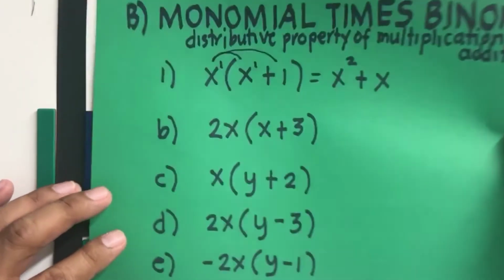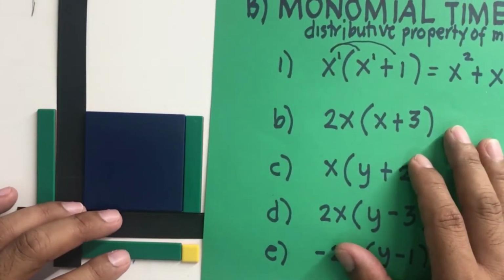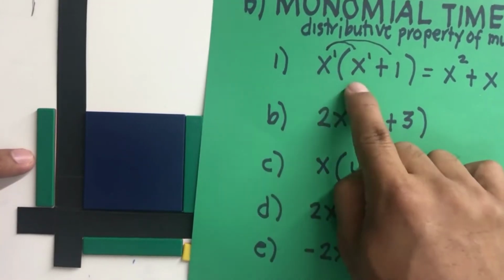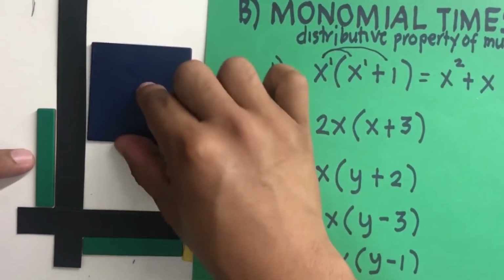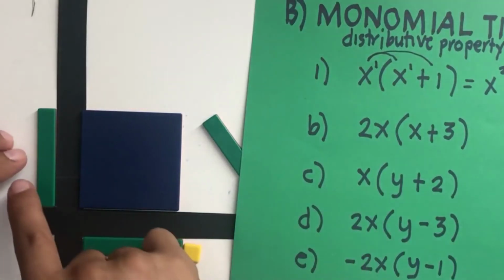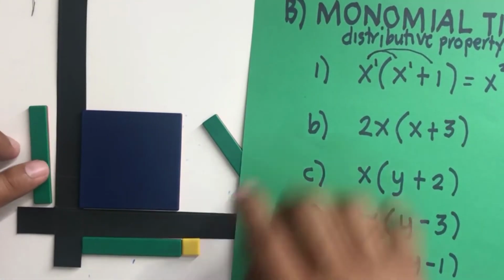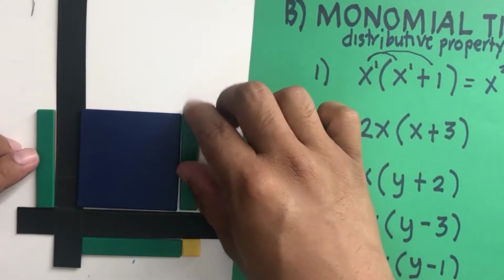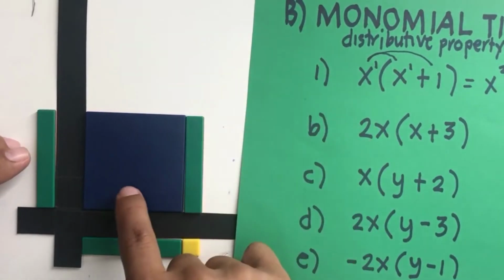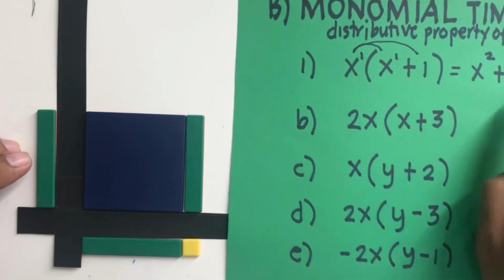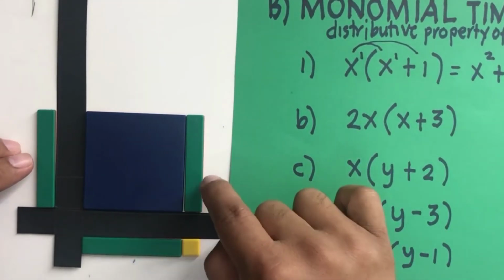Visually, that distributive property of multiplication over addition is like this. X times x is x squared. This is the result, so this is the x squared. And then x times 1 is x, and this is the area. So this is the first result, x squared. This is the second result, x. And the product is x squared plus x.